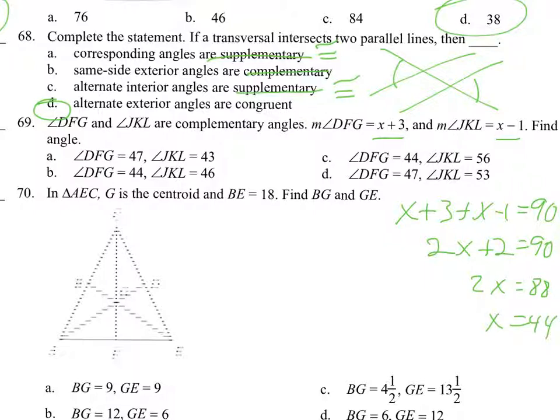Now that's not our answer. We have to plug it in. So 44 plus 3 is 47. And our second angle, 44 minus 1, is 43, which our answer is A.